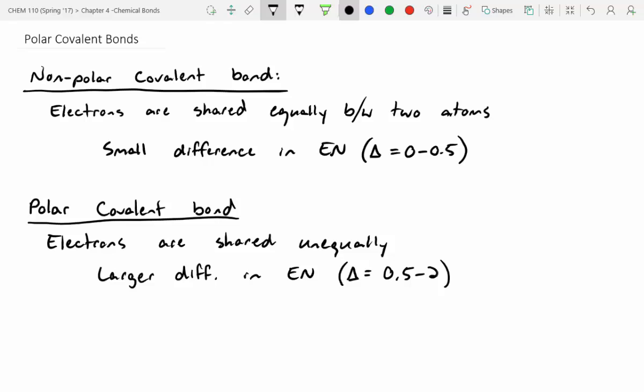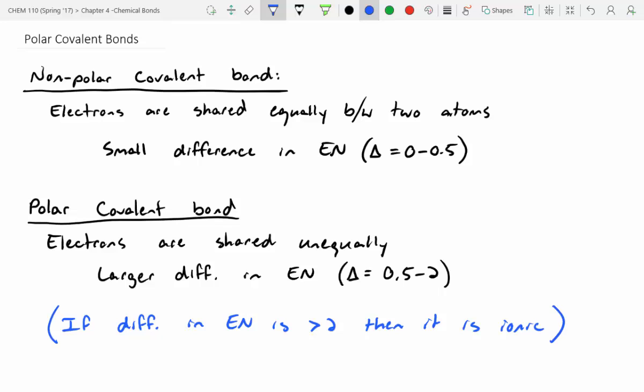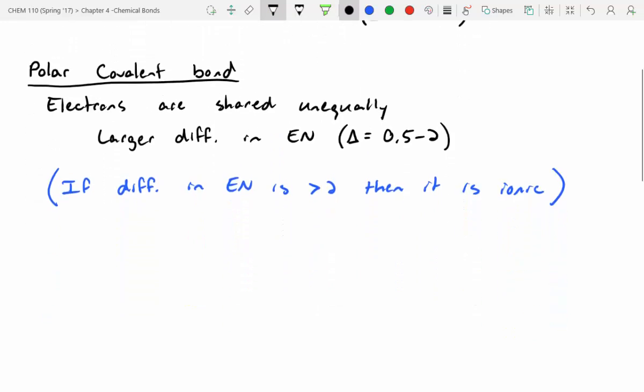What do you think happens if the difference in electronegativity is greater than 2? Will it be a covalent bond anymore? It'll be an ionic bond. So let's make a note of that. If the difference in electronegativity is greater than 2, then it is ionic. So let's take some examples and then we'll refer back to that electronegativity table.